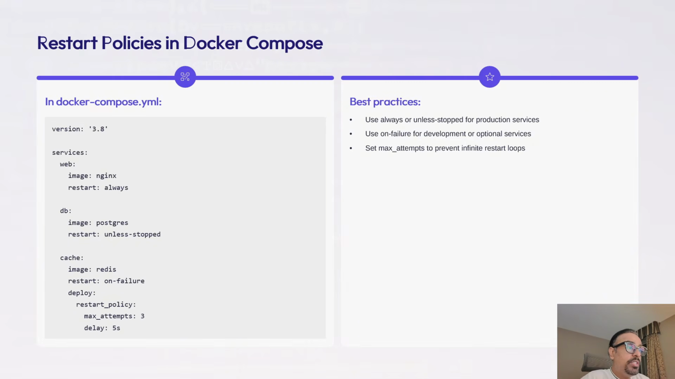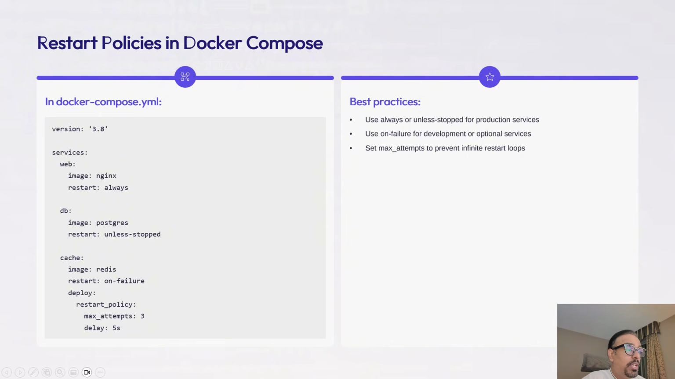So in Docker Compose, restart policies are even easier to configure, as you can see over here. Let's break it down. Under each service, you can add a restart key. This is the restart key that I am talking about. Under the web service, I have a restart key. Under the DB service, I have a restart key. Under the cache service, I have a restart key.